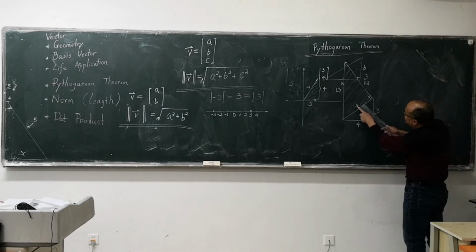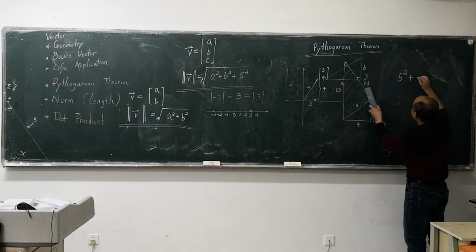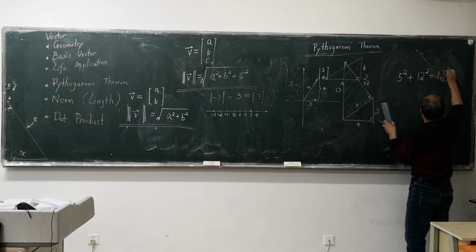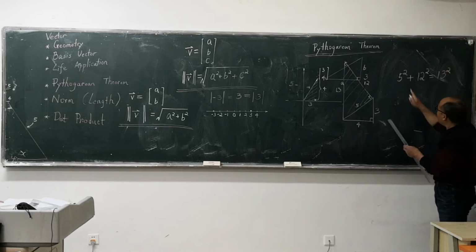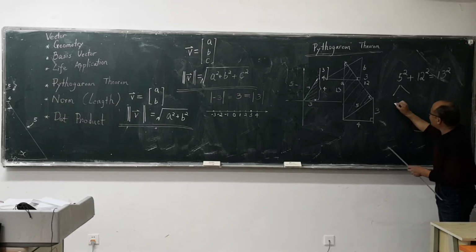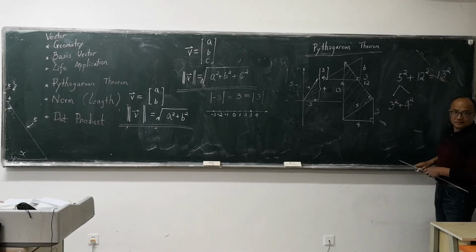This square plus this square: 5 square plus 12 square equal to 13 square. Okay? 5 square is what? It's 3 square plus 4 square. You see it?